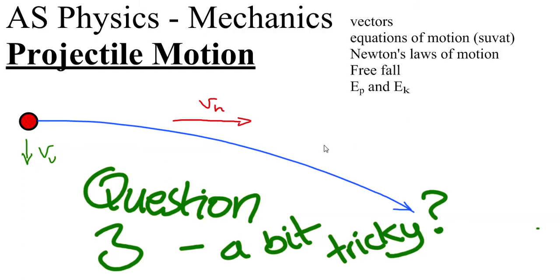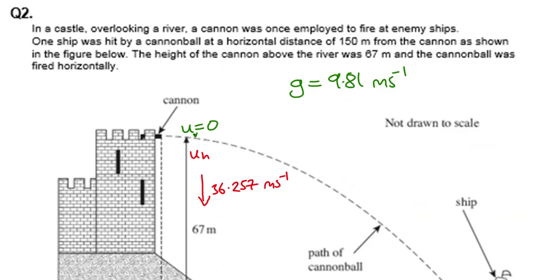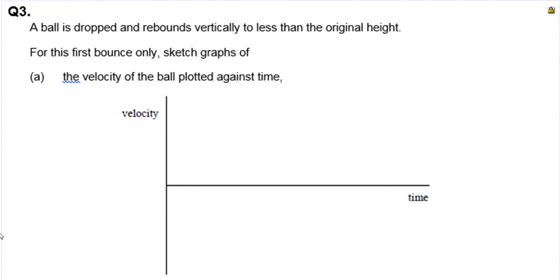And now a quick look at question 3. This is a bit tricky. It's down as one of these higher level ones, and it's a bit tricky because they're doing something to you which you may not always get asked about.